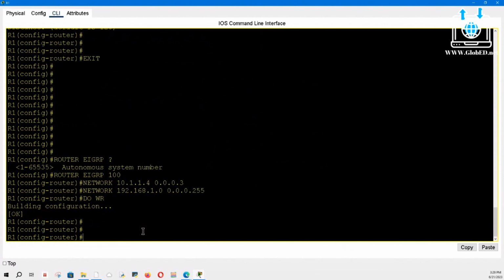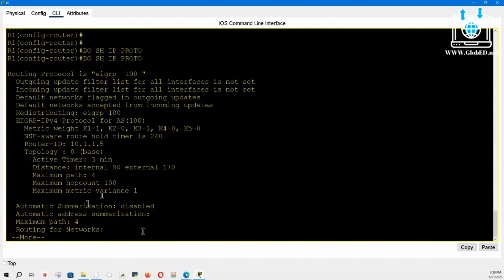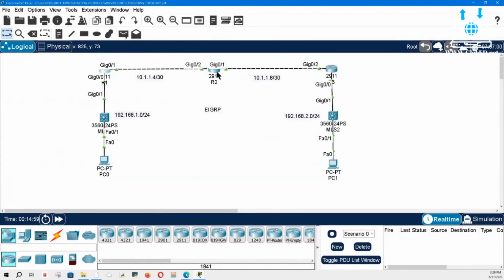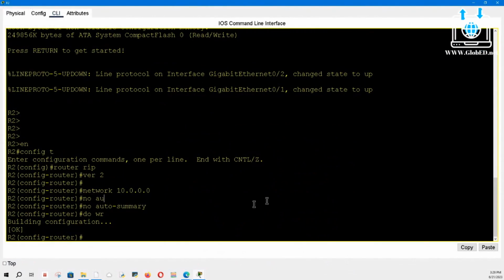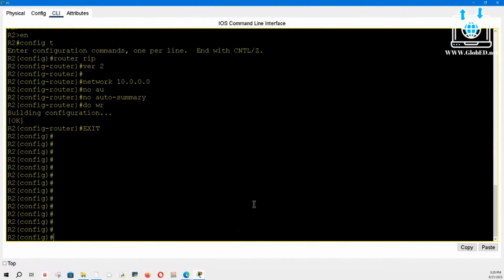No need to do no auto-summary. Do WR. Based on the version, watch, do show ip protocols. And you can see that automatic summarization is disabled. That's right, so we don't have to worry about it. If you type it, is it going to kill you? No. Are they going to discount any points? Doubt it. It's not going to do anything. But depending on the version of the IOS that you have, you can type it or not type it. So the show ip protocols command, or do show ip protocols depending where you're at, please know that, so you know if it's already disabled and whether you have to worry about auto-summary.